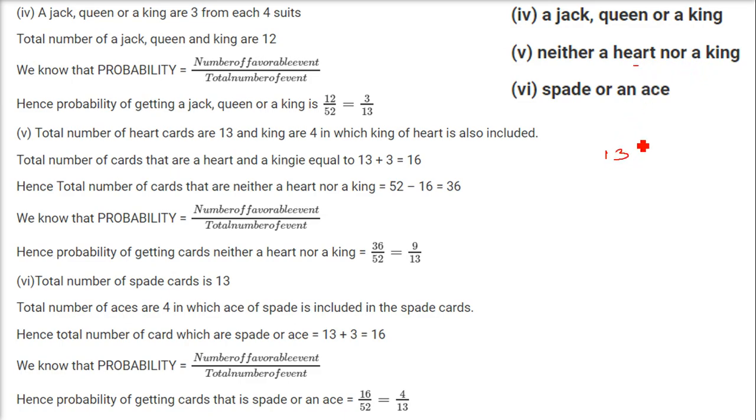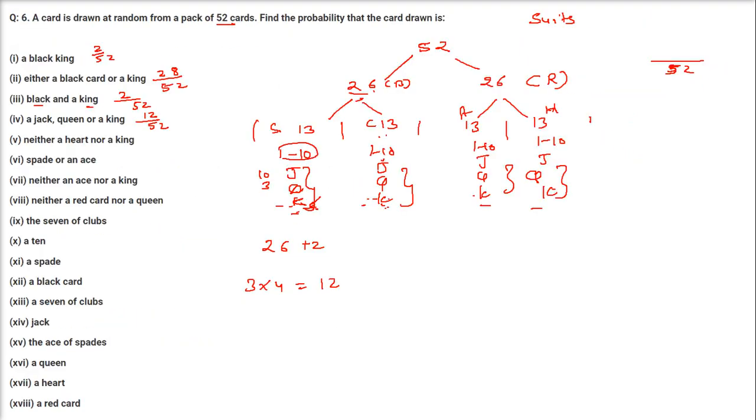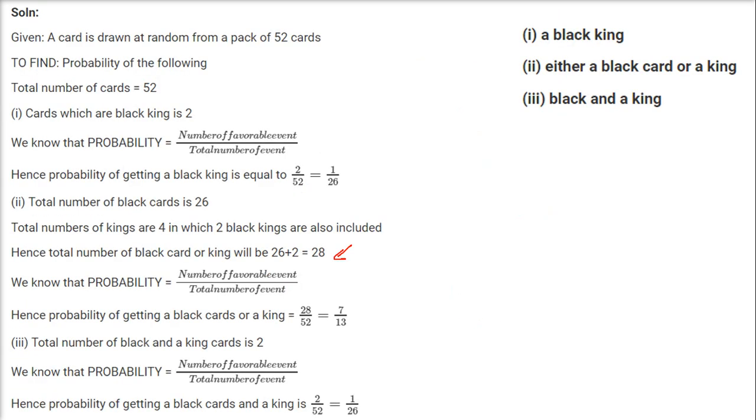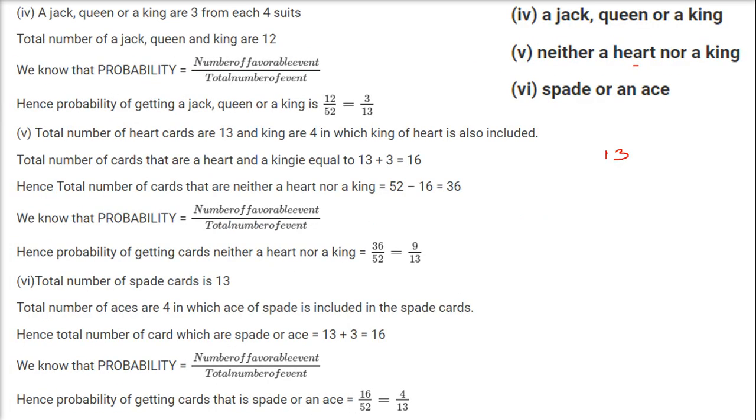We have already taken one heart, that is the king of hearts. Hearts are 13, one suit. Kings are how many? 1, 2, 3, 4. But we have already taken one, so it will be 3 from the other suits. So it will be 16. Now this 16 is heart or king.